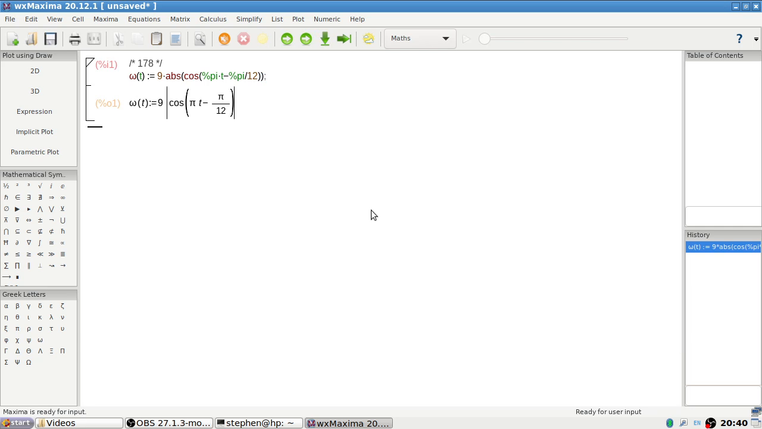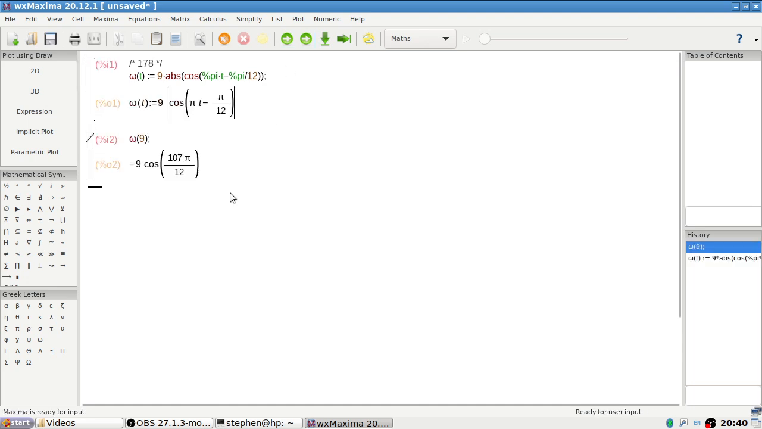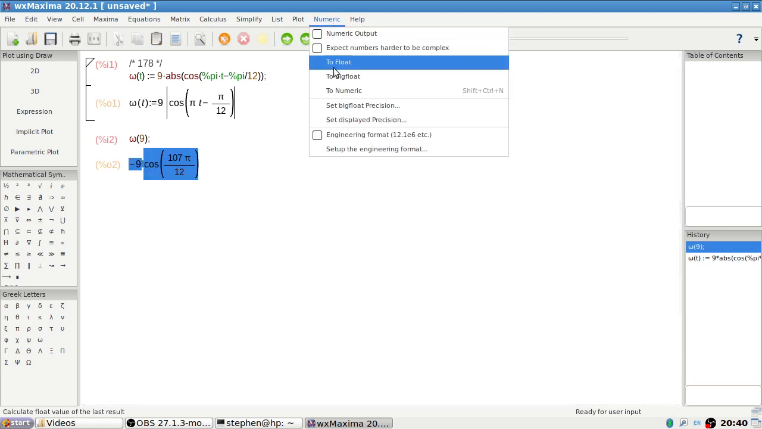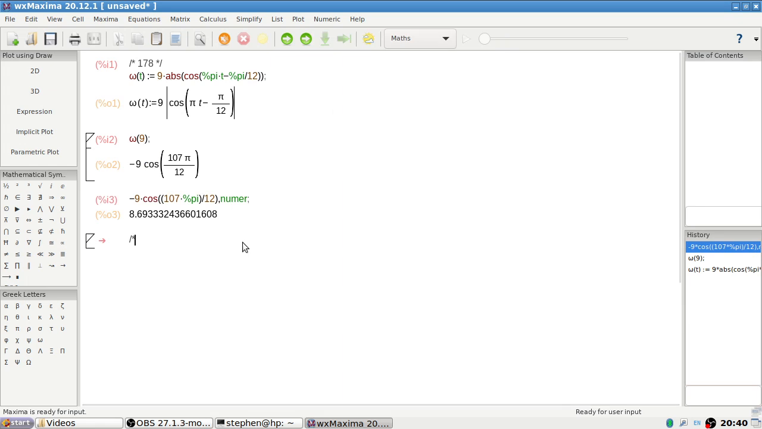9 cos pi t minus pi over 12. That looks okay. Determine the angular speed at 9. Okay. This should be a positive. Okay, so that's about 8.69 radians per second. Okay, 179 now.